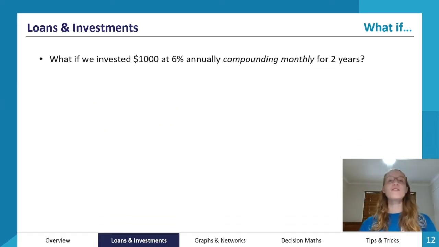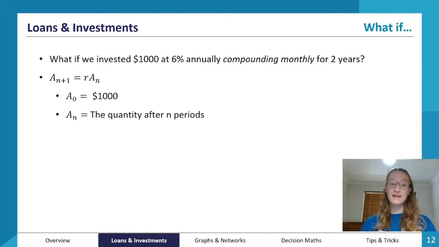Okay, so now we're going to have a look at another scenario. So what if we invested $1,000 at 6% per annum, but what if it compounded monthly? So before we had yearly compound, so our loan or investment only compounded once a year. Well, here we're talking about an investment. But now we're looking at a scenario where what if it actually compounded monthly? So again, we'll take the same formula. We have the same starting point. We have the same end goal. We want to find out how much money we are going to have in our investment after 2 whole years.